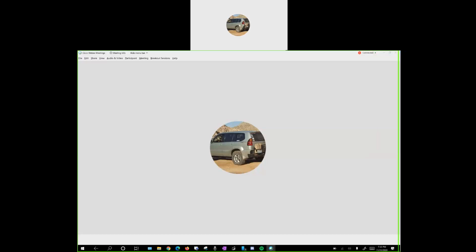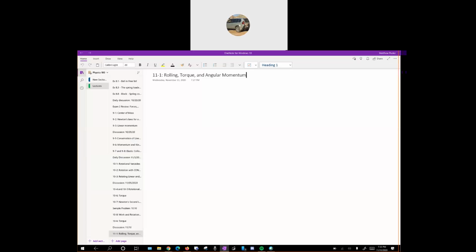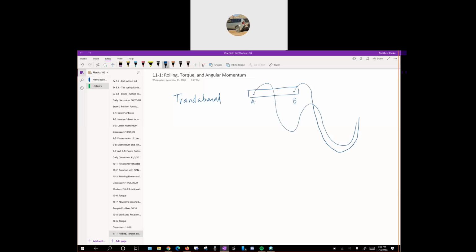All right, let's start talking about when things translate and roll at the same time. Okay, so we've looked at translational motion, and by that we mean literally no rotation occurred. So let's call this some point A and maybe this some point B, and this could take some path like this. And as long as those lines stay parallel.